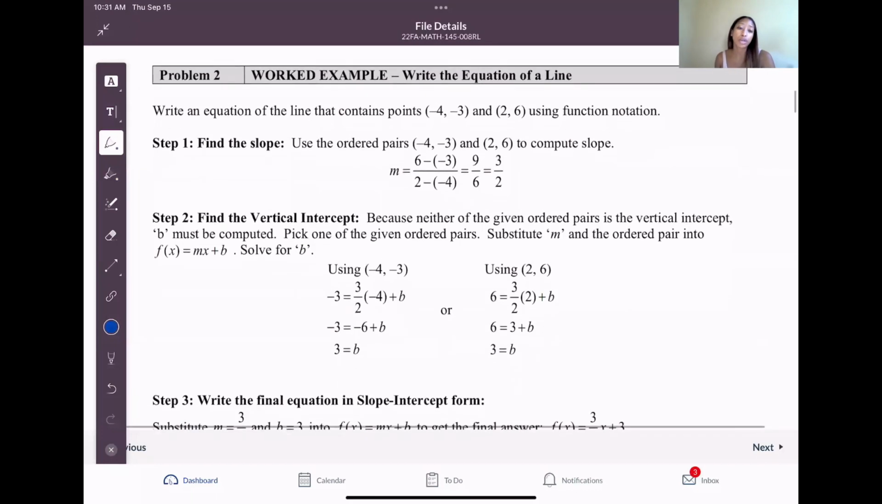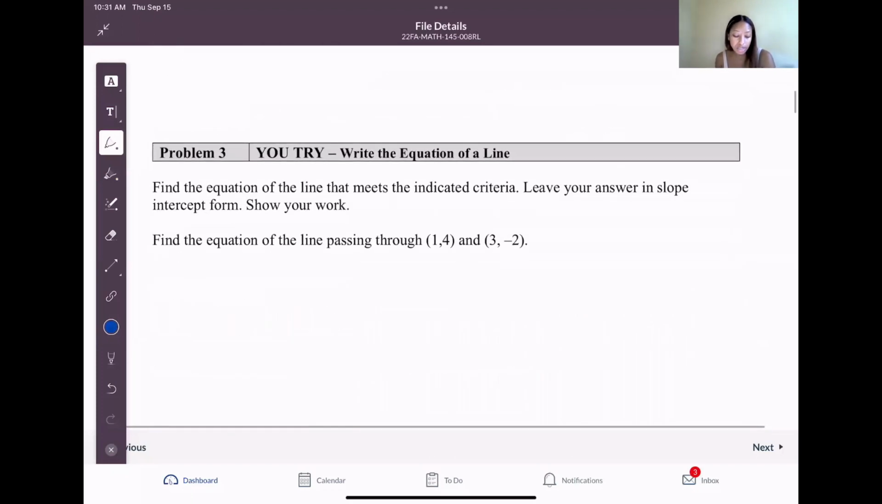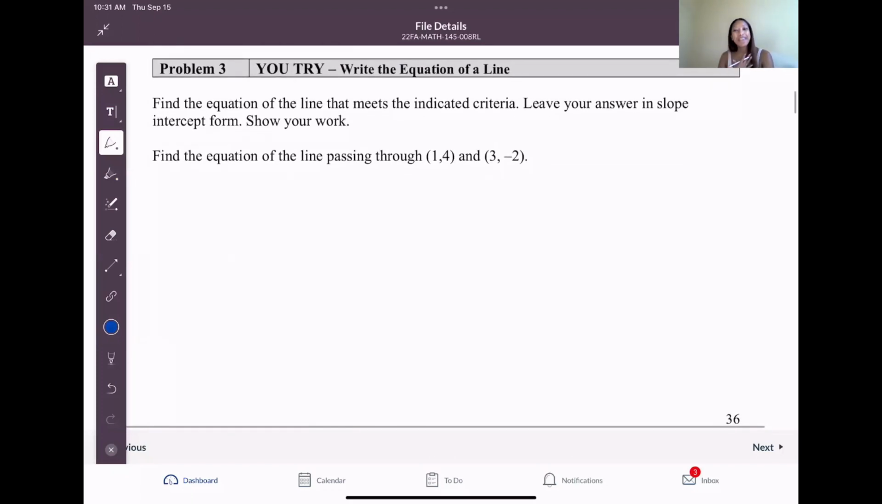Number 2 is a worked example. So that's boring. It's already done for us. Let's go to number 3, where we try. It's nice to go through the worked examples. So if you're on homework and you get stuck on something, you can always go back to the book to look at the worked examples, or also go to the link for the media examples so you can see extra practice problems. So problem 3 says, find the equation of the line that meets the indicated criteria. Leave your answer in slope-intercept form. Show your work.